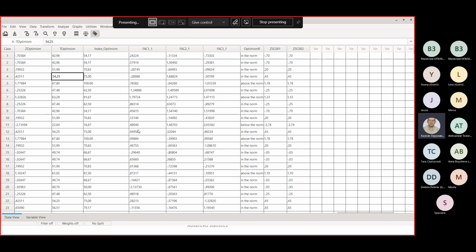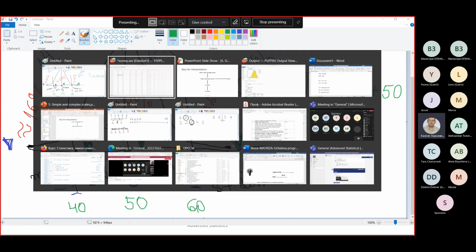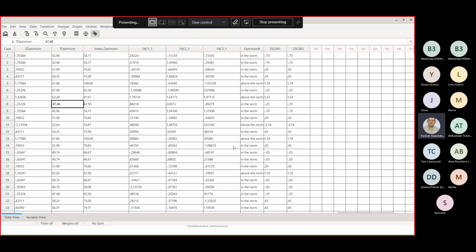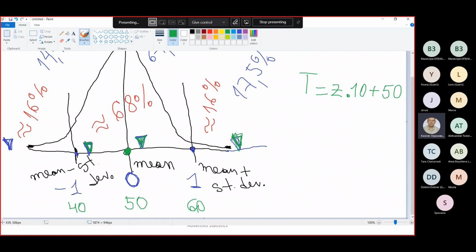For example, this fifth person who is above the norm, the t-score is 68. 68 is here, above the norm, and this 11th person who is below the norm, 23 t-score, 23 is here, and so on.